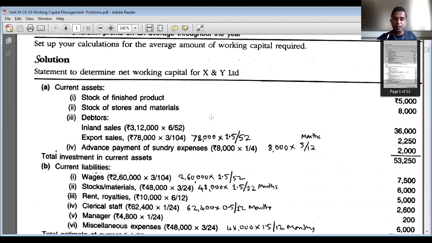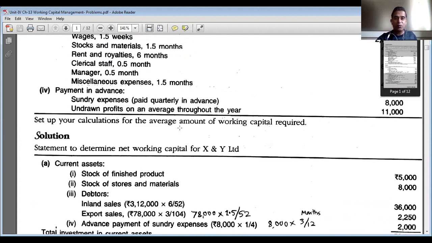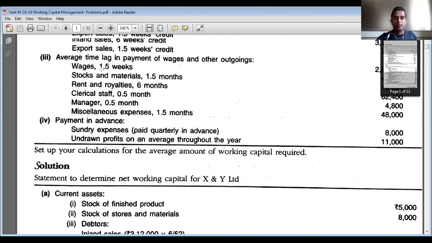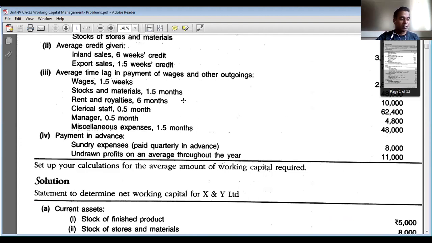So we are going to use the equation now. 3,12,000 rupees, the credit sales made within the country, multiplied by 6 divided by 52, because the credit period given to customers within the country is 6 weeks. So how do we estimate the working capital required to finance current assets such as debtors? One is the budgeted credit sales multiplied by cost of sales per unit. But here pay attention: budgeted credit sales in units is not given, and the cost of sales per unit is not given.